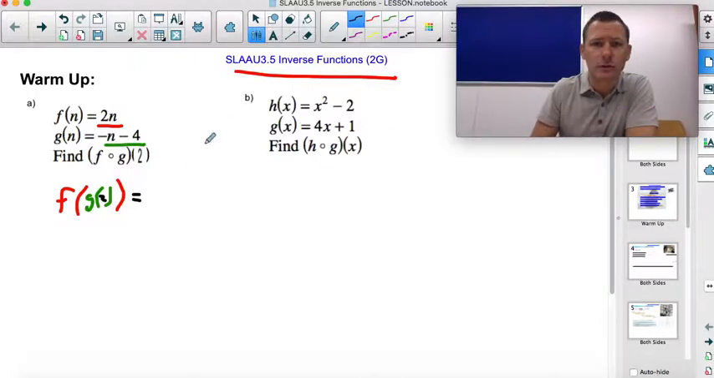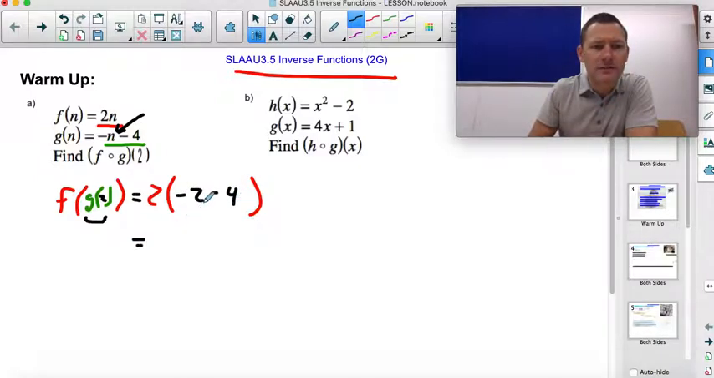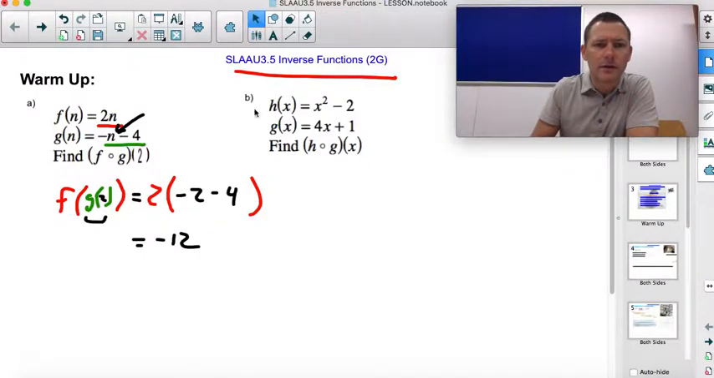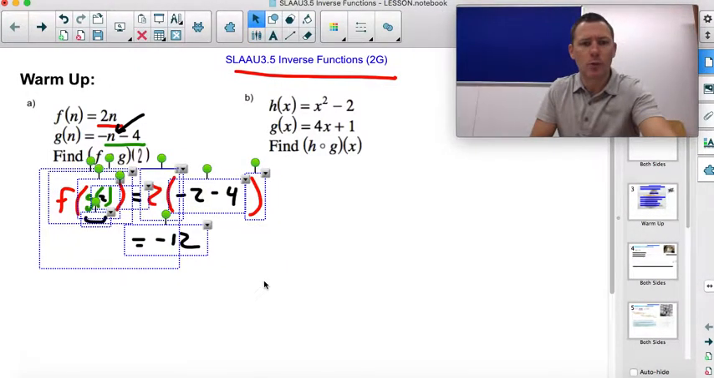So let's just do the quick and easy method for this side. This is g of 2, so you'd put a 2 into there. So this would be into this function, 2 of something. We'd be putting in all of this with a 2 in it, so -2 minus 4. That sounds like -6, so -12. Great.